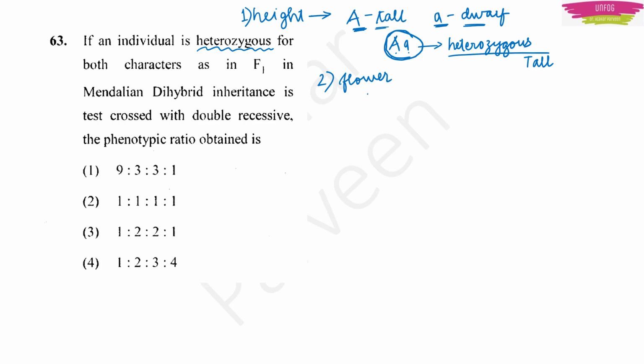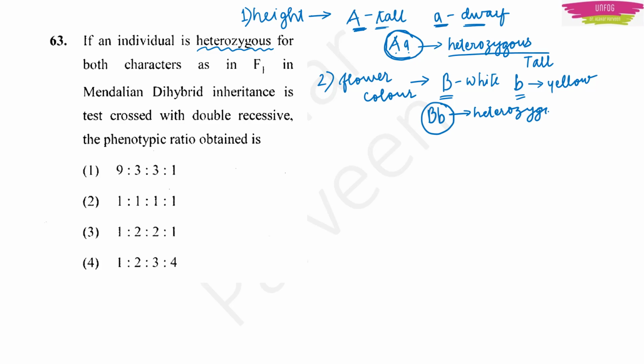So we have flower color, which is the second character, and we'll represent it with capital B and small b. Capital B means we are taking a capital letter here, so it becomes a dominant character. So we'll take it as a white color. White color is the dominant character, and we are taking small b here, so it becomes the recessive character. And let's take this recessive as yellow color. Now he's saying that the individual is heterozygous. So heterozygous means there should be one capital B and one small b, right? So this is again heterozygous.